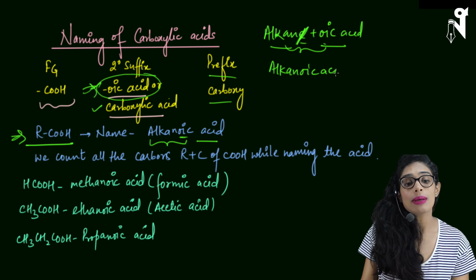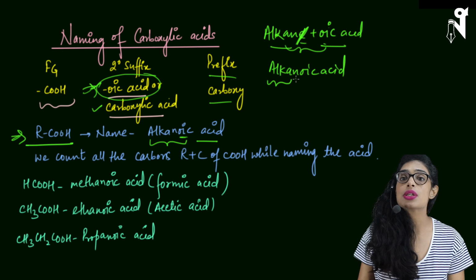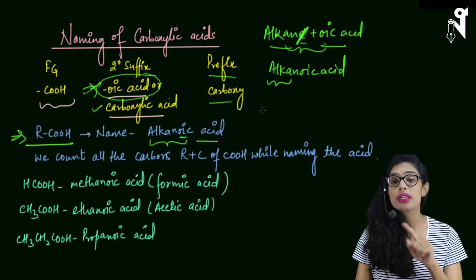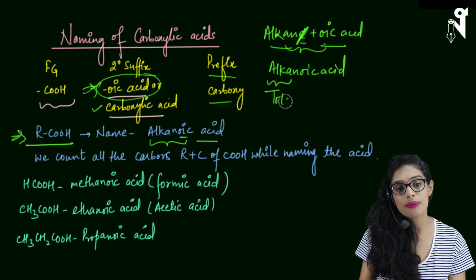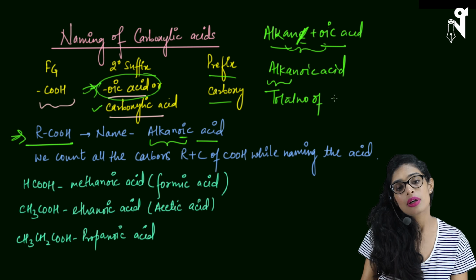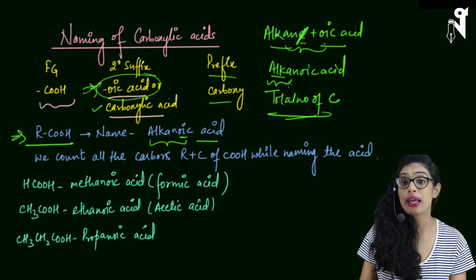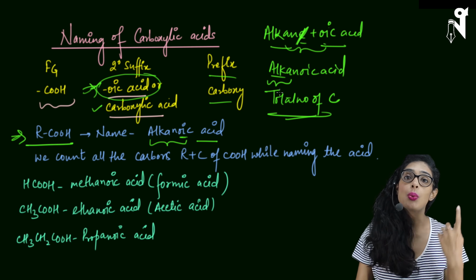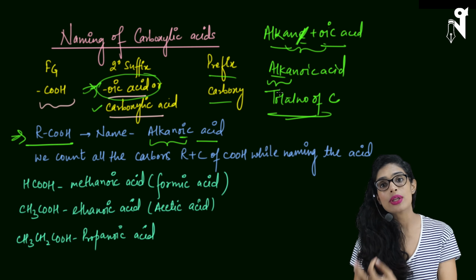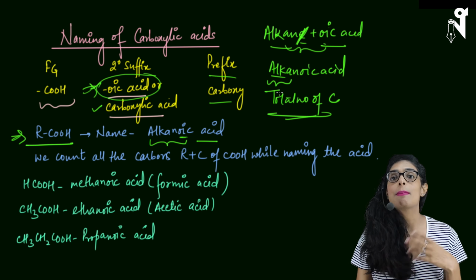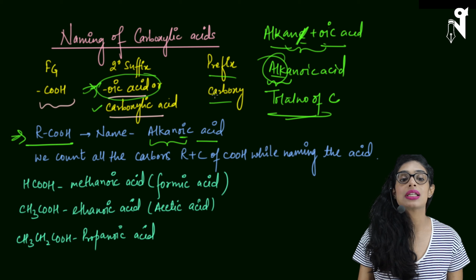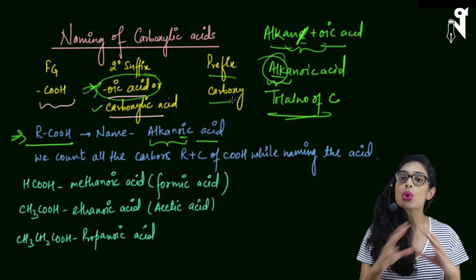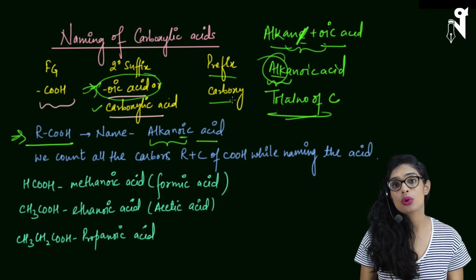Now, when I'm talking about this, alkan represents the total number of carbons in the carbon chain, including the carbon of the COOH. So the total number of carbons is represented by alkane. So basically, if you have only one single carbon, that of COOH, in the carbon chain, then this will be meth or methane. Okay, so alk is basically the word root which represents the total number of carbons, not only the carbon chain.